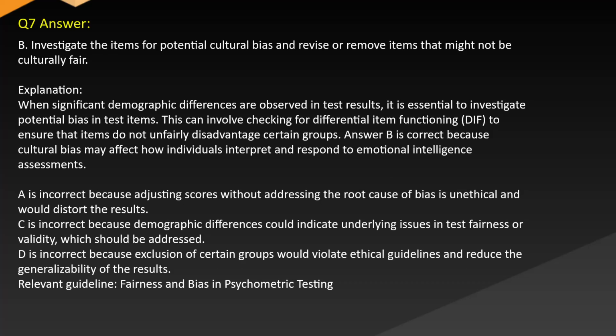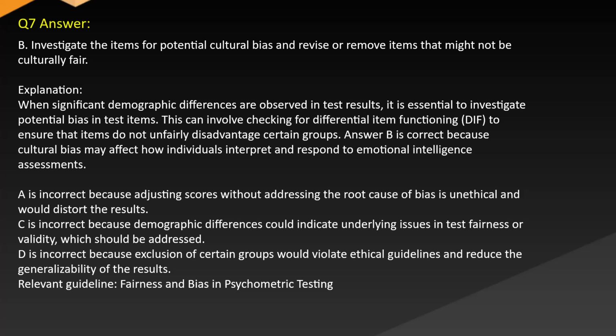Answer. B. Investigate the items for potential cultural bias and revise or remove items that might not be culturally fair. Explanation. When significant demographic differences are observed in test results, it is essential to investigate potential bias in test items. This can involve checking for differential item functioning (DIF) to ensure that items do not unfairly disadvantage certain groups.